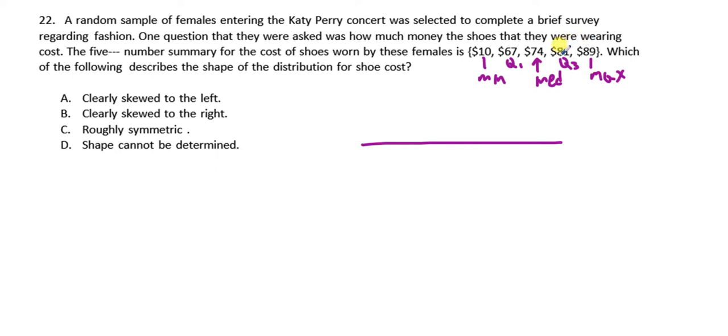So it's really a fourth of the people are between 81 and 89, and a fourth between 74 and 81, and a fourth between 67 and 74. And that's how these things work. There's a fourth between each one.